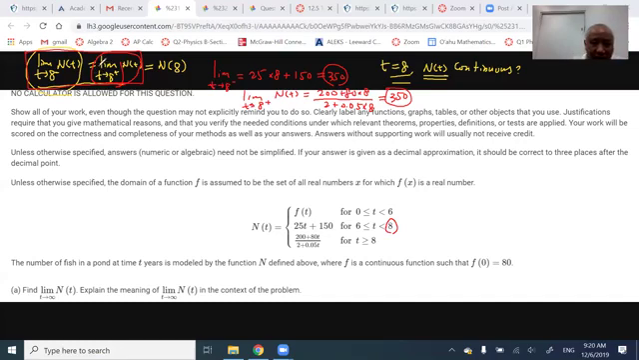Okay, now what are we going to do next? We're going to check with N(8). What's N(8) now? Which piece are you going to use, Zoe? The first one? You mean this one? Which one?